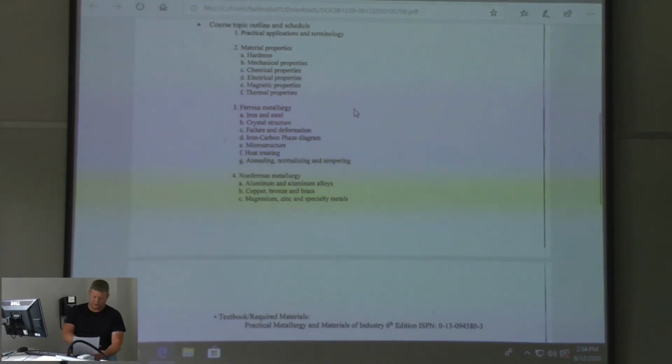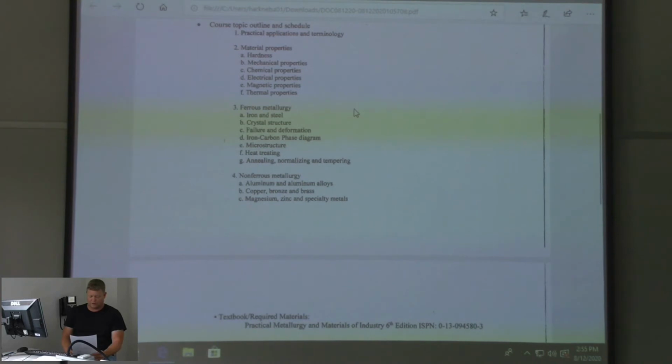Let me go back up here. I'm getting off the list here. Hardness, mechanical properties, chemical properties, electrical properties, magnetic properties, thermal properties. How does heat travel through metals? Things like that. Ferrous metallurgy: iron and steel, crystal structure, failure and deformation, iron-carbon phase diagrams, microstructure, heat treating, annealing, normalizing, and tempering. So you can take a steel and make it really hard, but you might not want it hard, so then you can anneal it to bring it back, right? That's what annealing, normalizing, and tempering are. They're heat treatments to bring steel to a certain ductility versus hardness, if that makes sense.